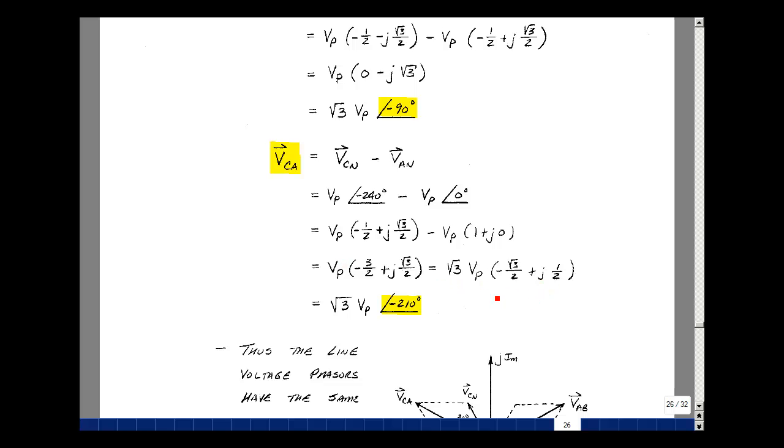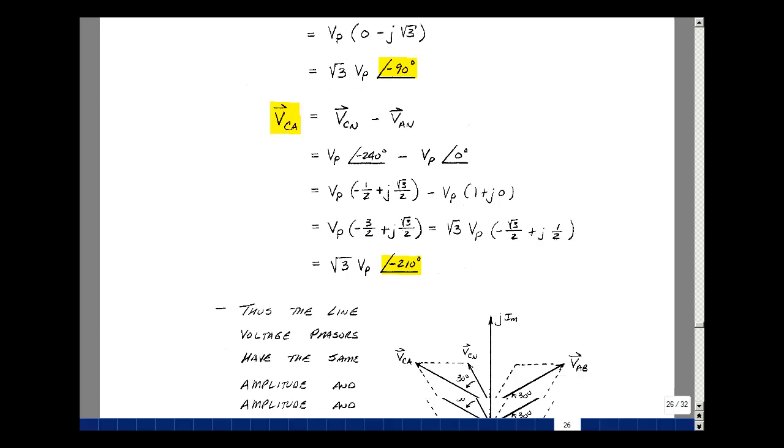This looks like our sine and cosine of 30 degrees from the last page. Here would be the cosine of 30, and here's the sine of 30. Now we're actually in the second quadrant, because the real part's negative and the imaginary part's positive. So that would be our 30 degrees from the 180 line. So that'd be a minus 210 degrees. So the magnitude of our last line voltage from C to A is the square root of 3 times the phase voltage, and the angle is minus 210 degrees.